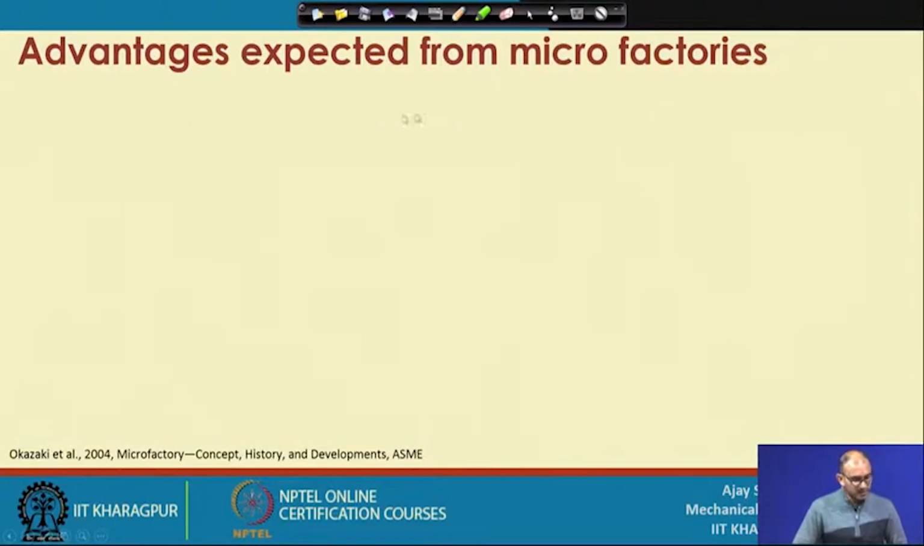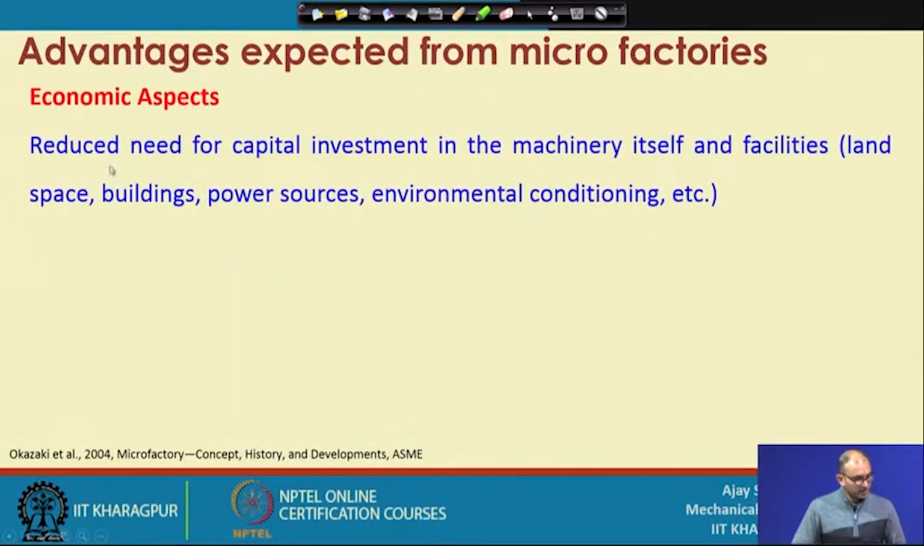So, let us see what advantages are expected from the micro factories, because there are not so many machines available in this particular size of machine tool, but still people are trying very hard to get these things matching with the conventional machines which are much bigger in size. First, let us see the economical aspect, how it is better in terms of economics. First is the reduced need for capital investment in the machinery itself and the facility. So, land, space, building, power source, environmental condition, these things are also very important.